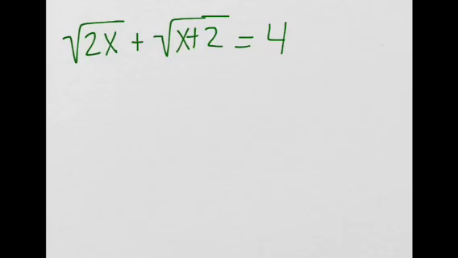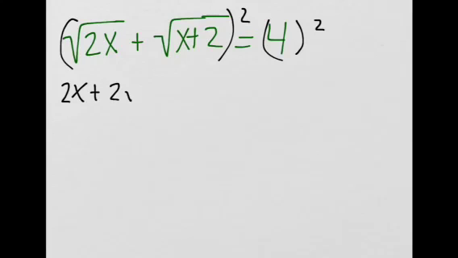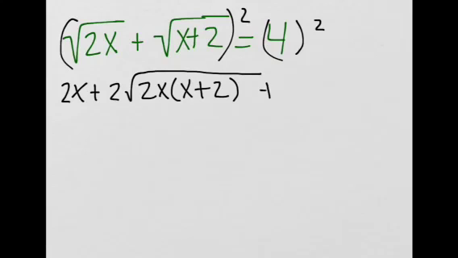It has two square roots, so we have the square root of 2x plus the square root of x plus 2 is equal to 4. Okay, well, let's try that. So we are going to first square both sides, like we did in the earlier problem. So on the left-hand side, we'll have 2x plus 2 times the square root of 2x times x plus 2, plus x plus 2, and this will equal 16.